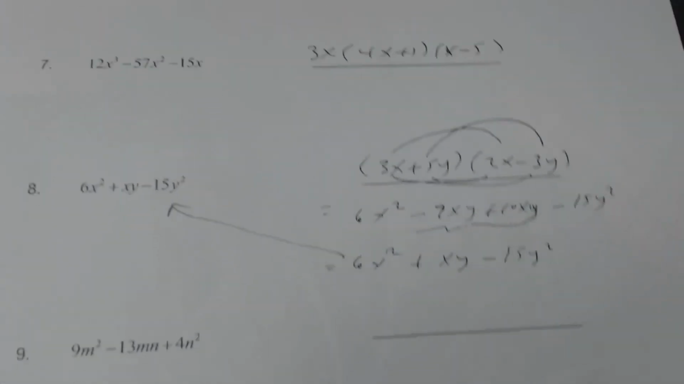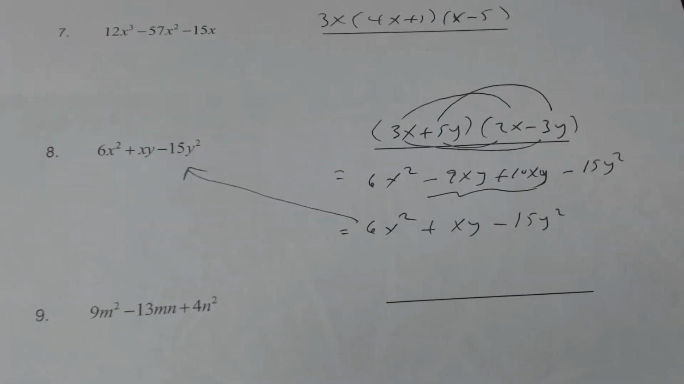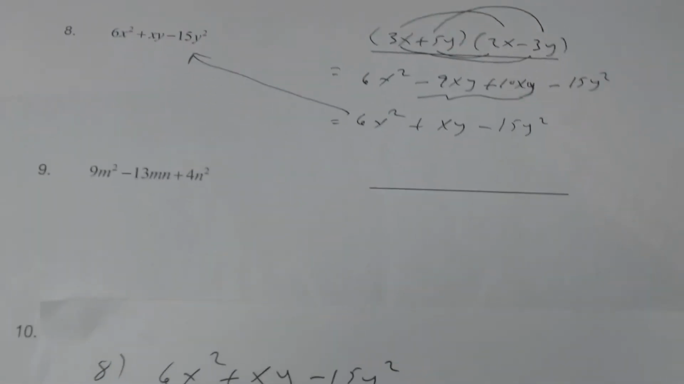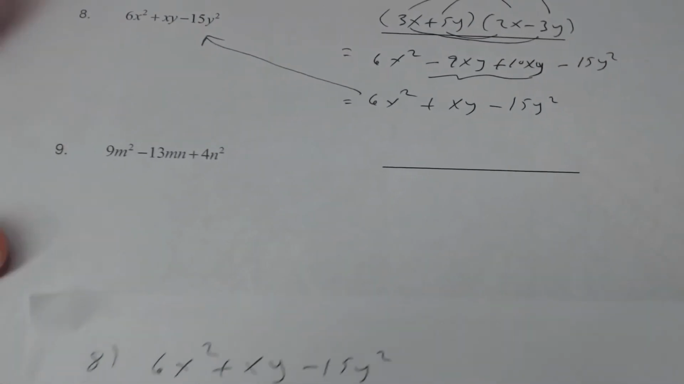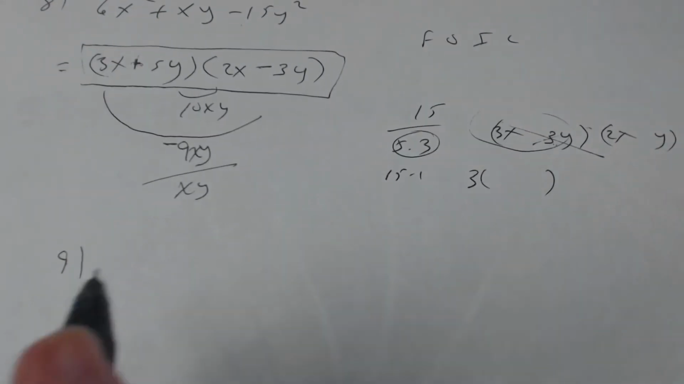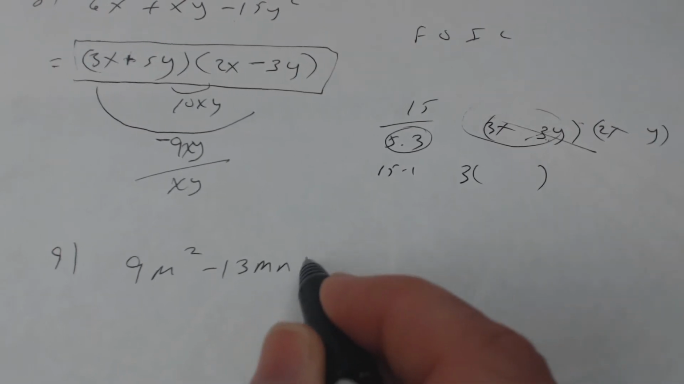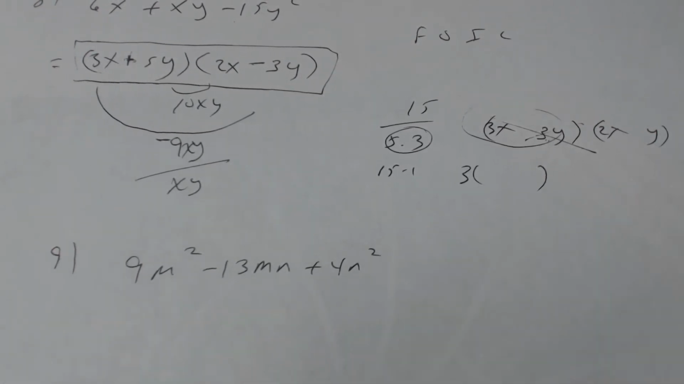Okay, so let's look at number 9. All right, so number 9. Again, notice we have two variables. It could be factored the same way. Okay, so number 9, I have 9m squared minus 13mn plus 4n squared.